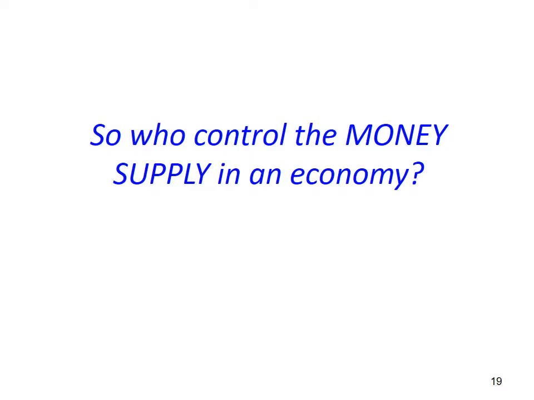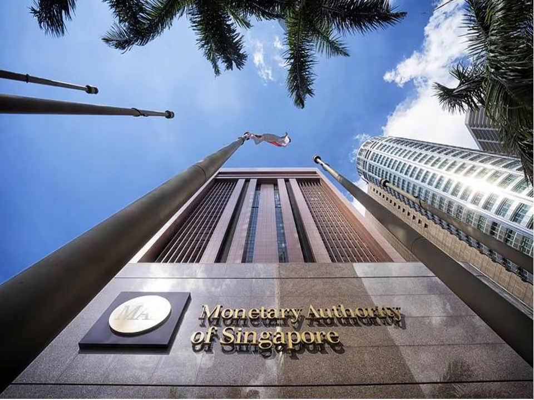Now, we want to introduce an organization that's part of the government that monitors the money supply, and that is the central bank. The central bank oversees all the monetary and financial transactions in the economy. So it's a very important and powerful organization as part of the government.